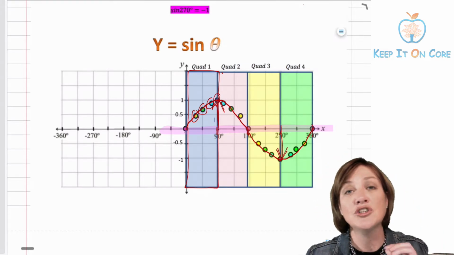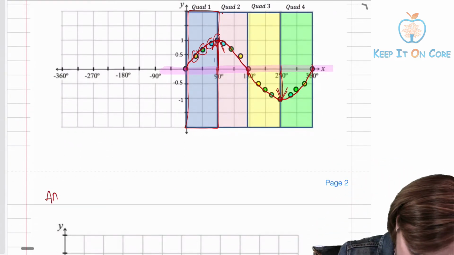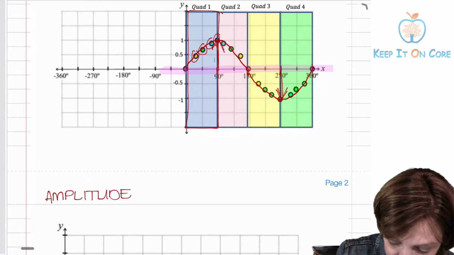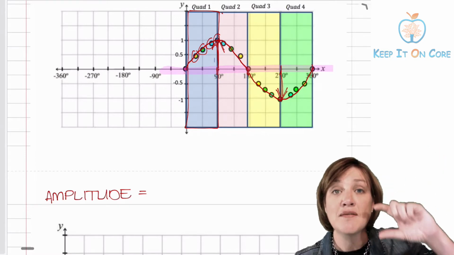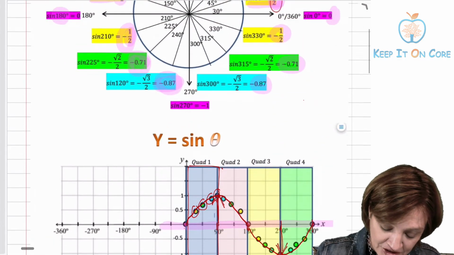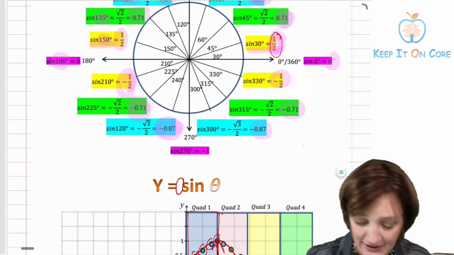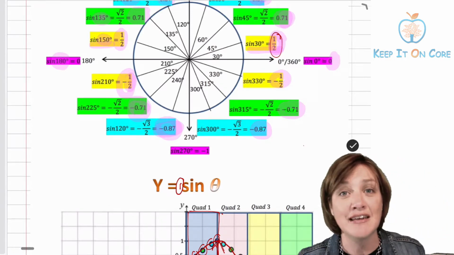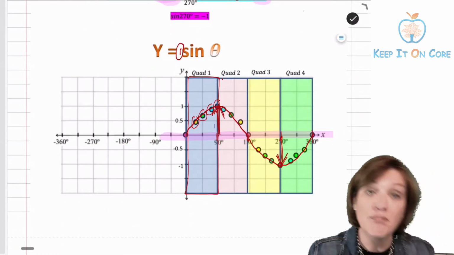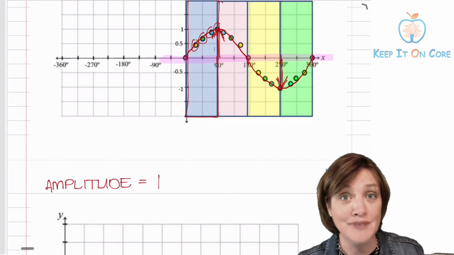Now, that is what you call the amplitude. The amplitude is how many units above and how many units below that midline the graph goes. The amplitude is always represented by the number in front of your sine equation. In this case, if you didn't see a number, obviously we know it's an invisible 1, and that represents the fact that it went 1 unit above and 1 unit below the midline. So the amplitude of this graph is 1.